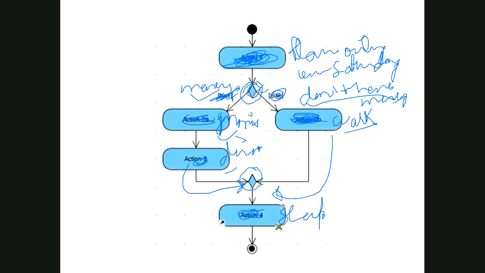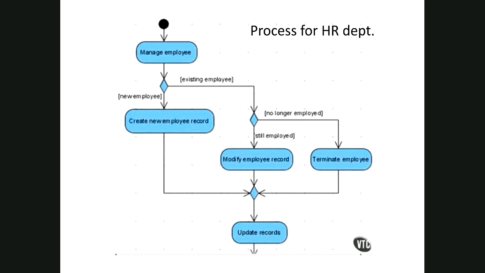Let's take another example. This is the process for an HR department. What is the process? The first action will obviously tell you the process, means for which process the activity diagram has been made. So this activity diagram has been made for the process manage employee. An HR department is making an activity diagram to manage its employees. Now how will you read this activity diagram? So you have to manage the employee. Now when you are trying to manage the employee, this is the first.